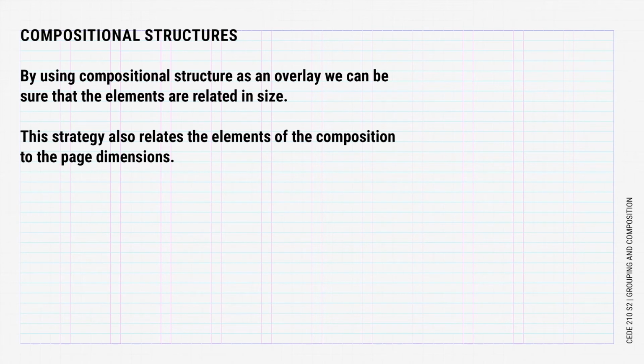So now let's take a look at compositional structures. If we use a compositional structure as an overlay, say a page divided into a grid of halves, thirds, or quarters, and we place elements into those cells, then we can be sure that the elements are related in size. This also works if we use other more complicated systems like the golden section proportion of 1.62. This strategy also relates all of the elements of the composition to the page dimensions, thereby pulling everything together and creating a unified, holistic composition.